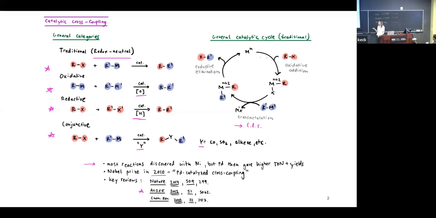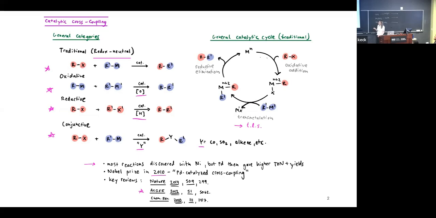We won't talk about these. There's been a lot of recent literature, and the field has boomed in reductive couplings over the last 20 years or so. What you typically use as a reductant here are stoichiometric metals such as zinc or manganese, and it can also be chemical reductants.